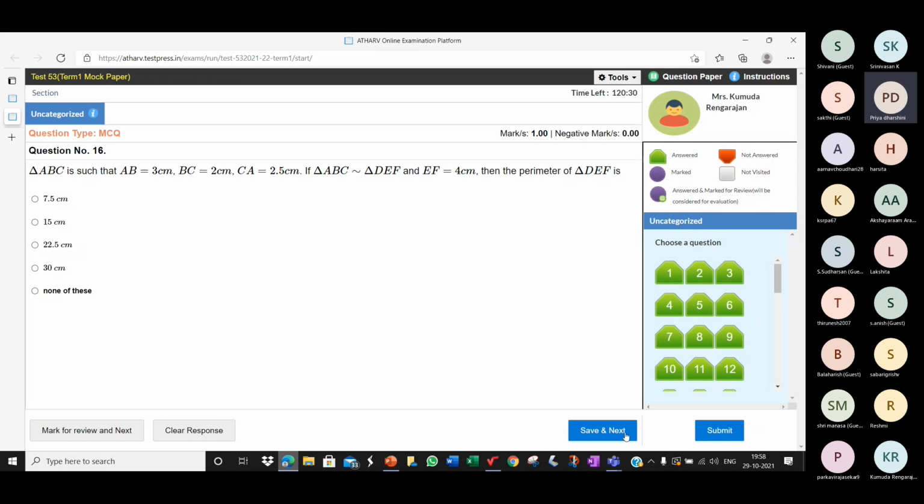So it's coming proportional 1:2, ma'am. BC is equal to how much? BC equals 2, ma'am. EF is 4, ma'am. The proportion is 1/2. So their ratio BC by EF is 1/2.